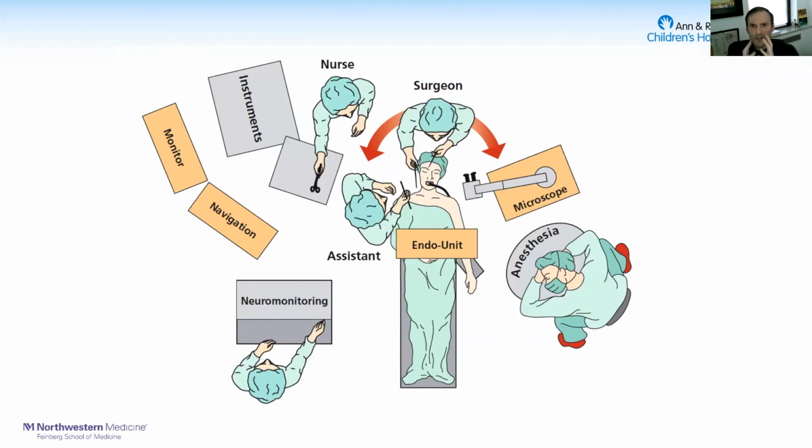And so this is the way we set up the operating room for this type of case. You can see that we're at the head of the patient, and I have the microscope to one side, but I also have the endoscopic unit or the visualizing screen above the patient here. So I can use both the endoscope and microscope throughout this case.